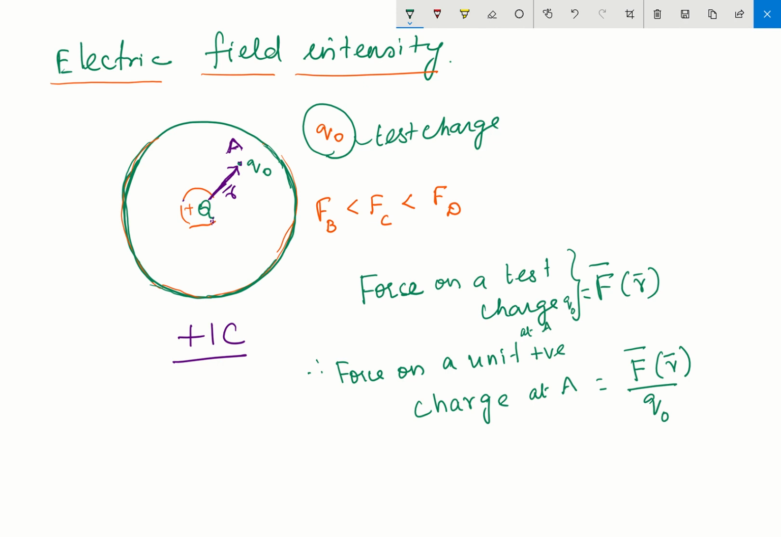The force experienced by a unit positive charge is nothing but E. What is E? E is the electric field intensity at A. Are you following? I cannot bring a unit positive charge and keep it at A. But the definition says electric field intensity is the force experienced by a unit positive charge. So what is the remedy? Keep a test charge, which is an infinitesimally small charge, and see what force it experiences. That force divided by the charge Q naught gives the electric field intensity at A.